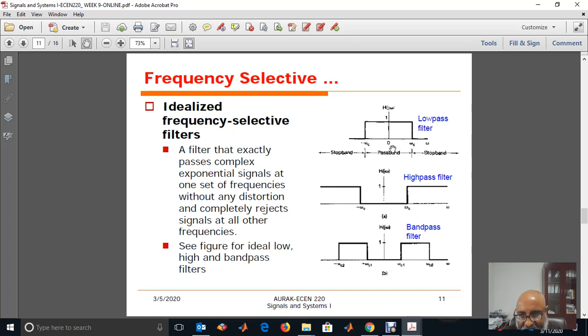It will pass between minus omega c and omega c. Omega c is called the cutoff frequency, and it will reject frequencies above omega c. This is a high pass filter. It rejects the low frequencies and it passes high frequencies above omega c. And here is an ideal band pass filter which selects between two cutoff frequencies, omega c1 and omega c2, and eliminates low frequencies and high frequencies.